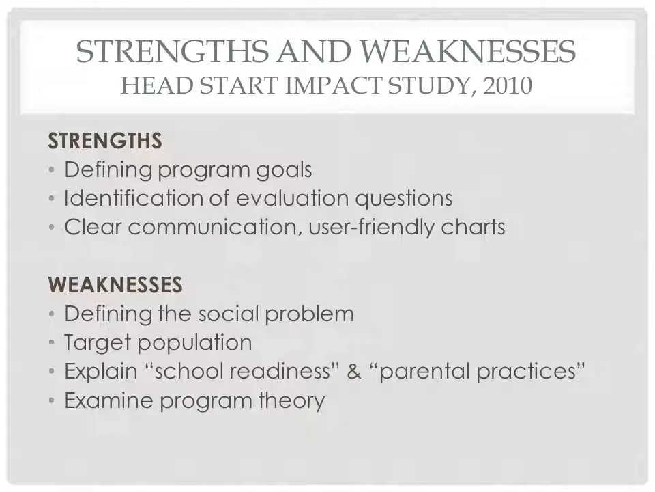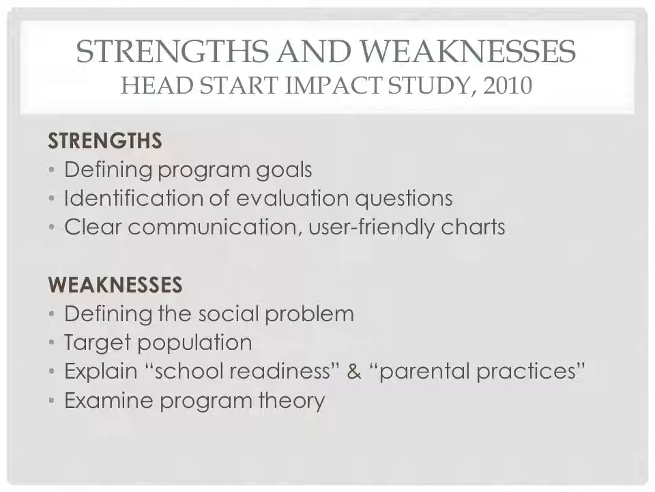As discussed, there were several strengths, including defining the program goals, the identification of evaluation questions, and clear communication of the findings. The charts were really user-friendly, so it made it easy to read, but there were some weaknesses. The weaknesses that I felt were present included the definition of the social problem. The report itself didn't get into the details regarding poverty itself and the linkage between the performance of the children in school and the relationships between their parents, the health care. The things that we can infer were present based on the goals of the program and the goals of the evaluation, but the specific conditions were not described.